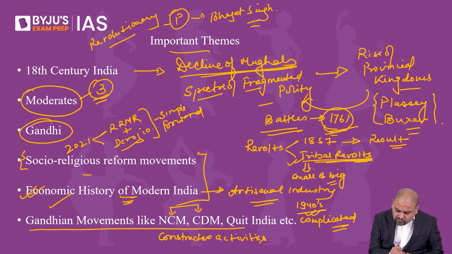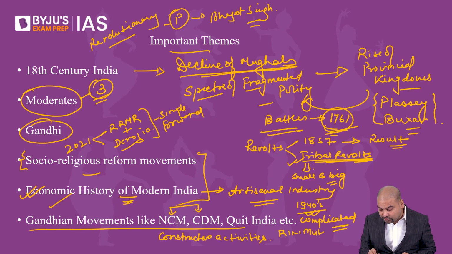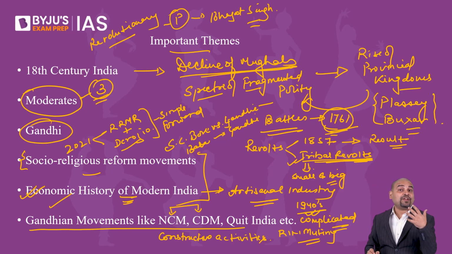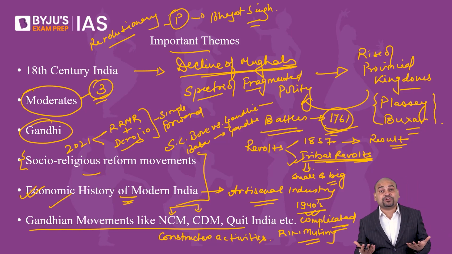Similarly, lots of questions in the last few years as far as the 1940s chapter is concerned have come from the Rin Mutiny. Similarly, the differences between, for example, S.C. Bose and Gandhiji, and Babasaheb Bhimrao Ambedkar and Gandhiji have been asked. Apart from that, there have been hypothetical questions. For example, had Gandhiji not been there, how would our freedom movement have been? Such questions have been asked.